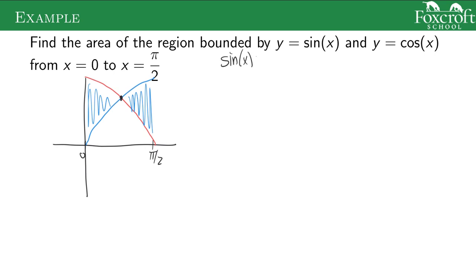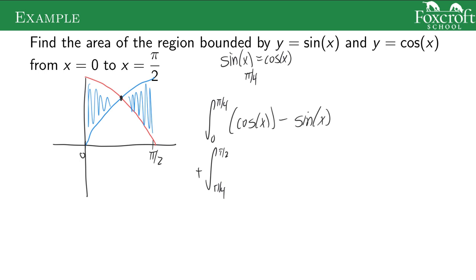When does sine of x equal cosine of x? That's at the 45-degree angle, pi over 4. So sine is equal to cosine at pi over 4. Now we're going to have two separate integrals: one from 0 to pi over 4, and I'm going to add the area from pi over 4 to pi over 2. We're taking two different areas because there are two different functions on top. In the first one, cosine is on top and sine's on bottom, and in the second one, sine is on top and cosine is on bottom.